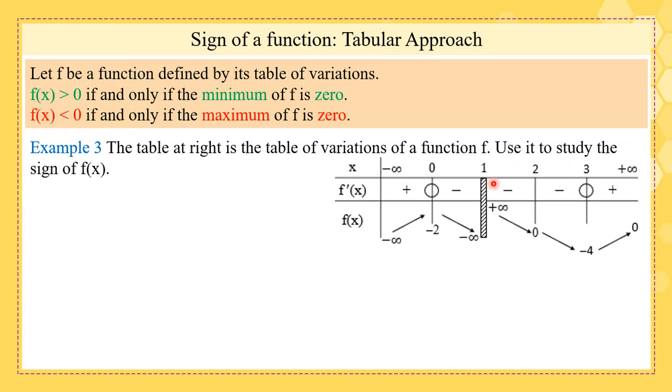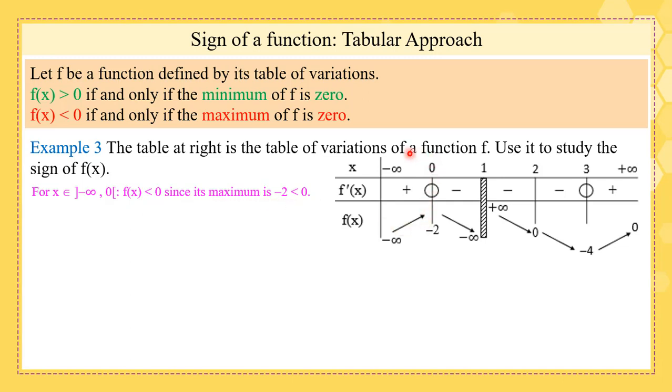Remember, we are using the table of variations to study the sign of f of x, and this is f of x for x belongs to negative infinity, 0. So from here to here, we just look at f of x and see whether it's negative or positive. Now f of x in this case, you see it is increasing, but it's negative because it varies from negative infinity to negative 2. So here I say that f of x is less than 0 because its maximum is negative 2.